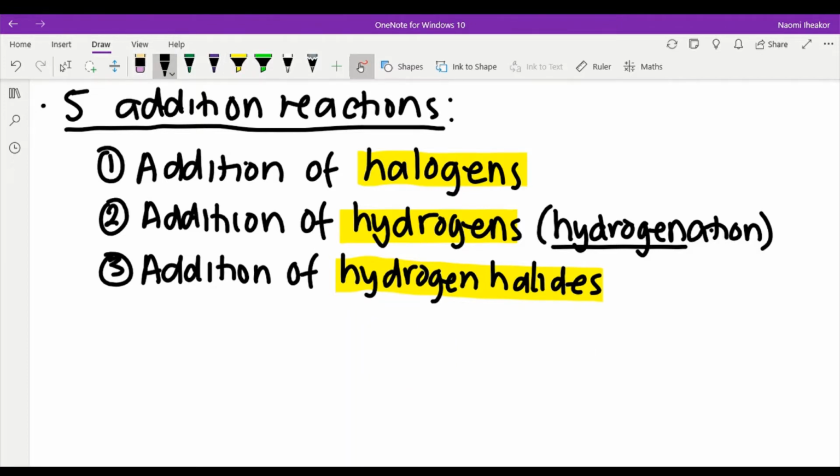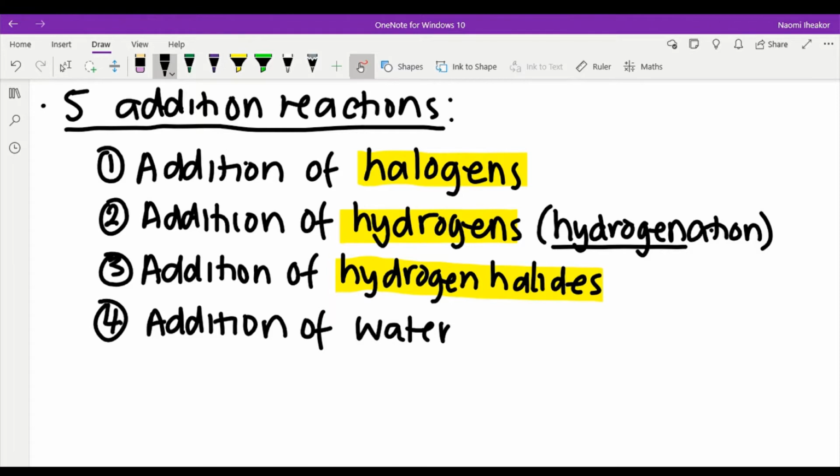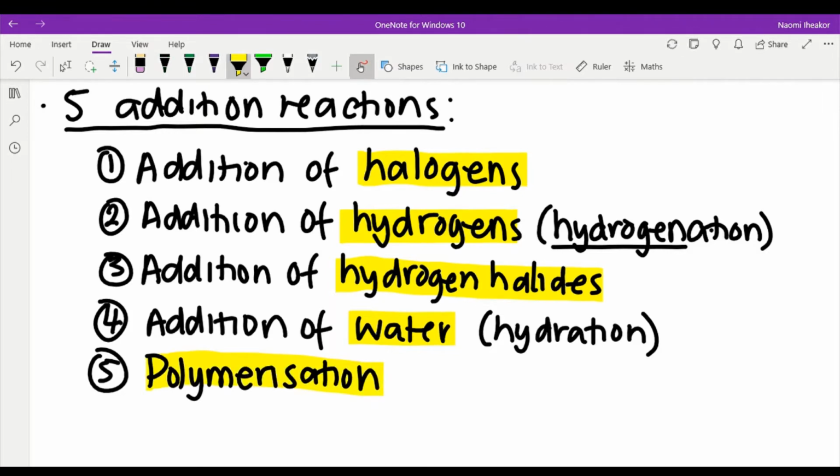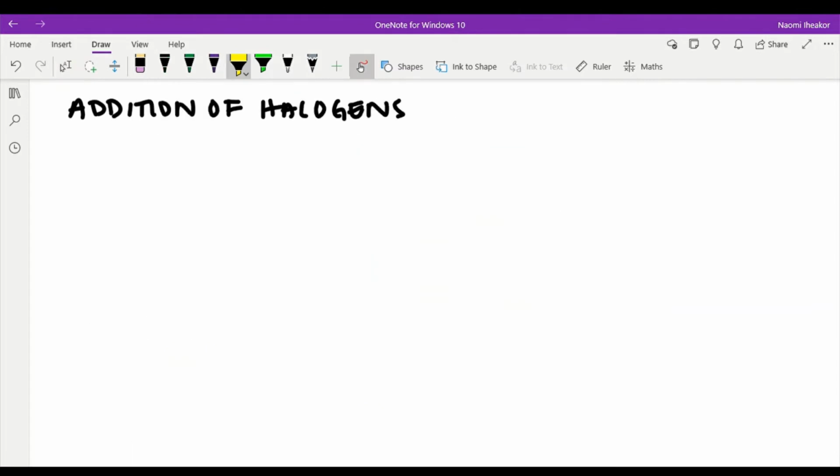We'll also look at the addition of water. The addition of water is referred to as hydration, not to be confused with hydrogenation. And the last type of addition reaction we will look at is a special type called polymerisation. So let's start by having a look at the addition of halogens. We've come across halogens before. Remember, alkanes also react with halogens, so both alkanes and alkenes will react with halogens.